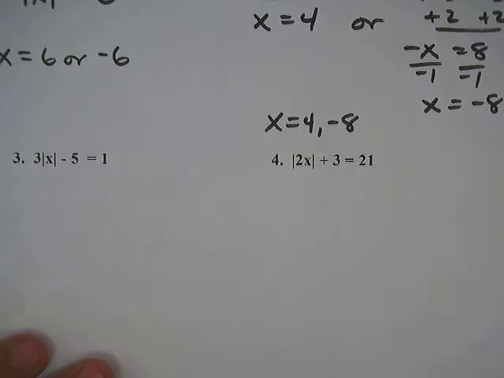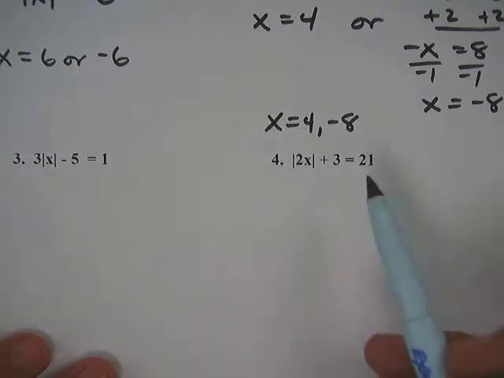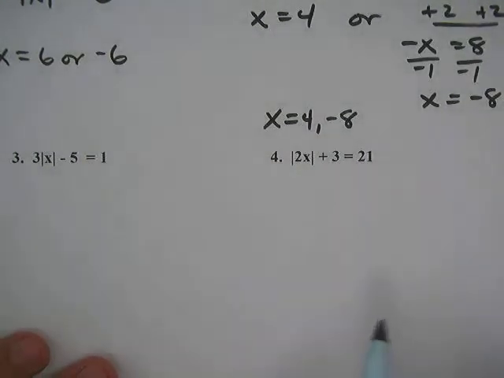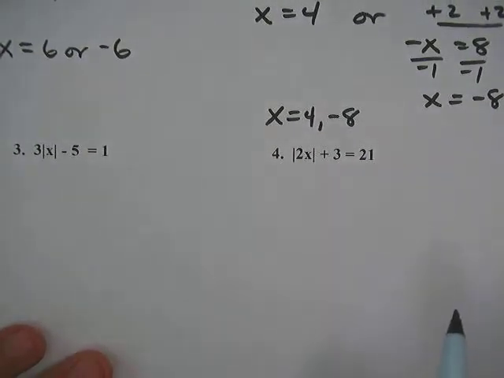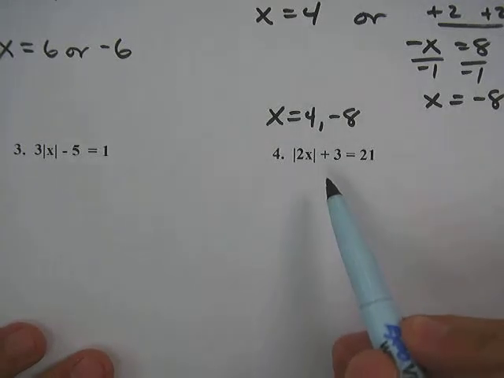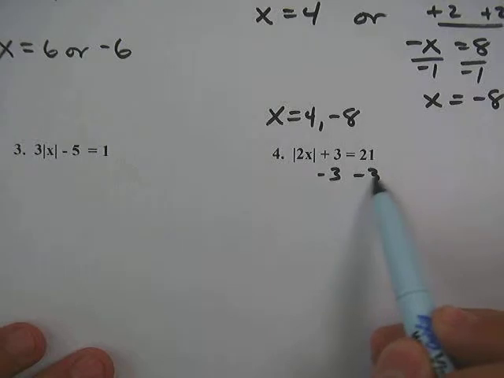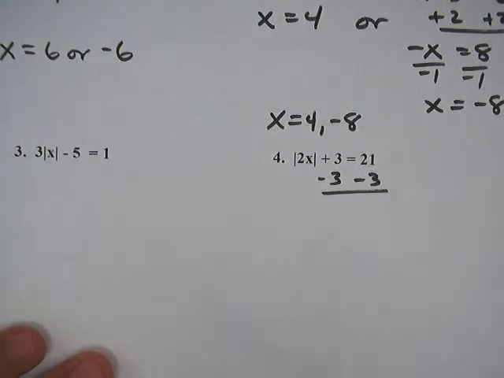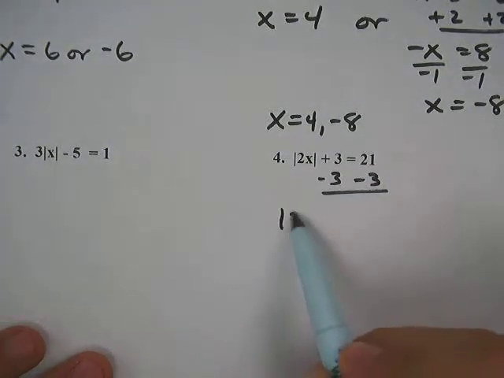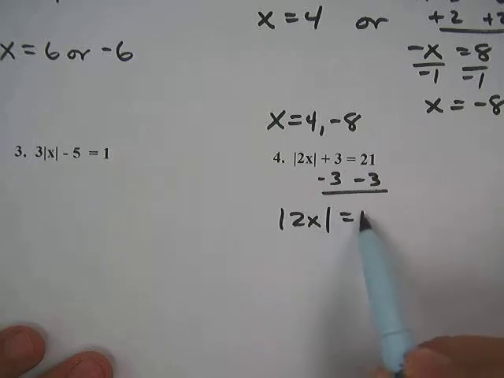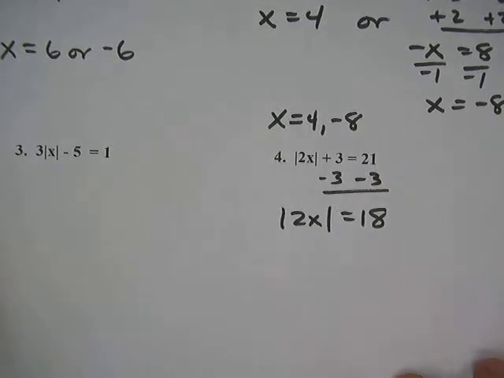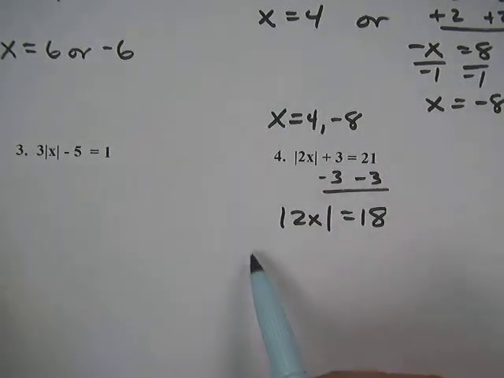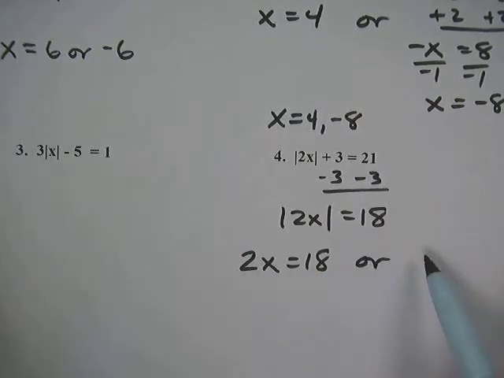So let's take a look at this next one. Actually, we're going to skip over here to number 4, and we'll go back to number 3 in just a second. So here's our problem: absolute value of 2x plus 3 equals 21. We're going to take that first step, and that is get the absolute value by itself first. So I'm going to subtract 3. Now notice I'm not splitting it up yet. You don't split it up until you get the absolute value all by itself. So now the absolute value is all by itself, and now I'm going to split it up.